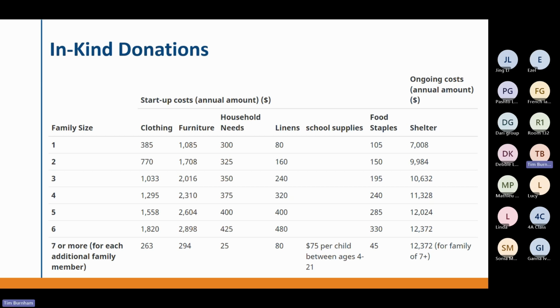Another example would be if you had furniture or clothing to donate to the refugees, then you could subtract different amounts of money from the cost of the sponsorship. So when you're going to sponsor a refugee, if you have donations, then it can help make it more affordable to do the sponsorship.